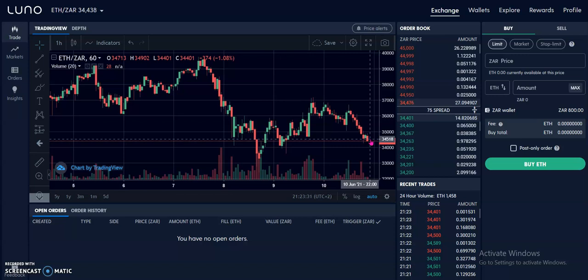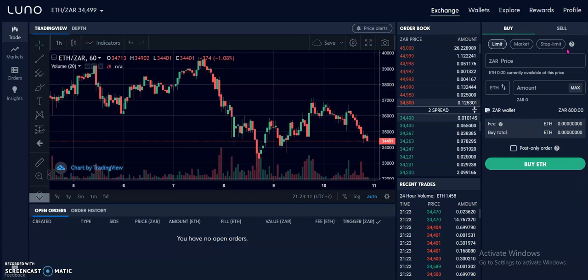Let's see how we place an order. If you look to the right of the screen, we have a few tabs. We've got a buy option and a sell option. At the moment the tab is buy. If we click on sell, it will go on to sell. Let's look at the buy option. We've got three different types of orders we can place on the exchange: the first is a limit order, the next is a market order, and the last is a stop limit order.